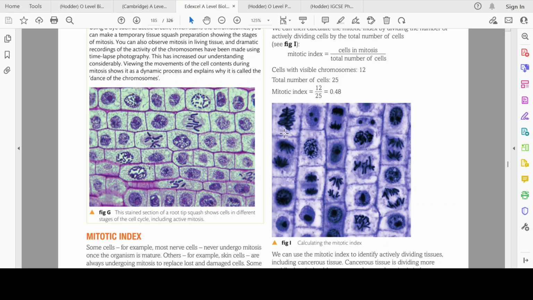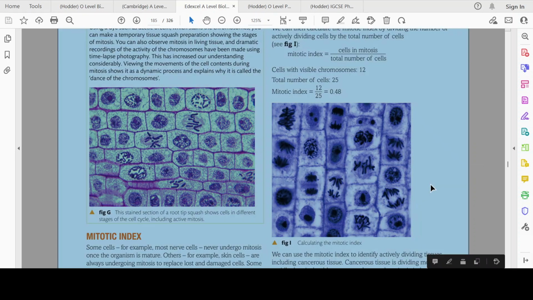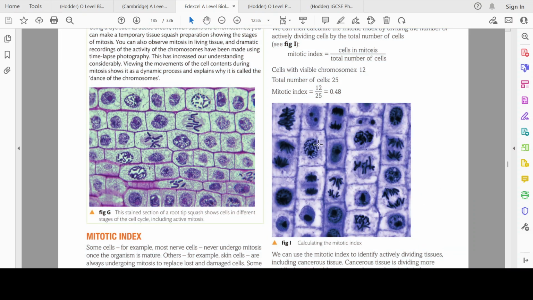You calculate the total number of cells visible. You can see mitosis happening here, for example, and here, and clearly over here. So that's anaphase happening over there, right here as well. So a lot of activity, and so you count the total number and those that you can identify as clearly being in the process of mitosis. You feed them into this formula, and you get the mitotic index.